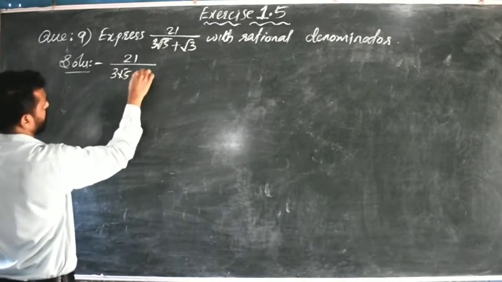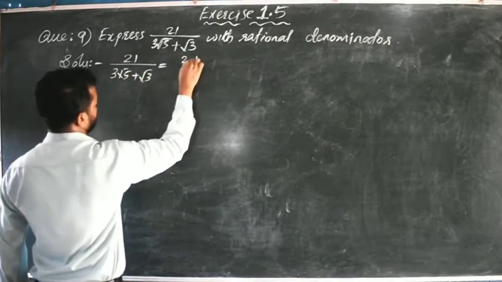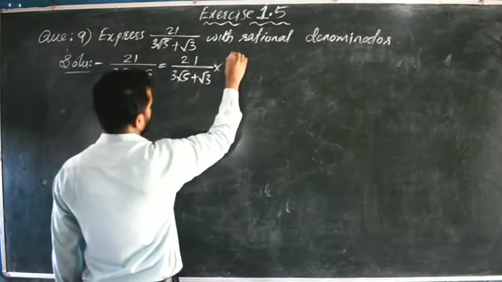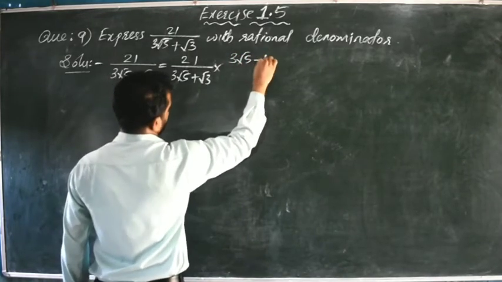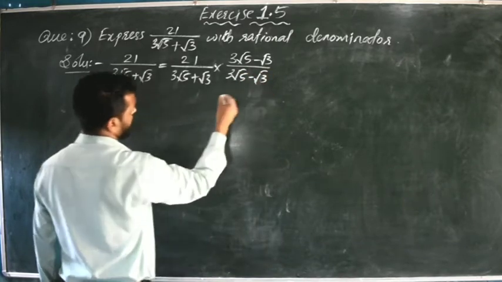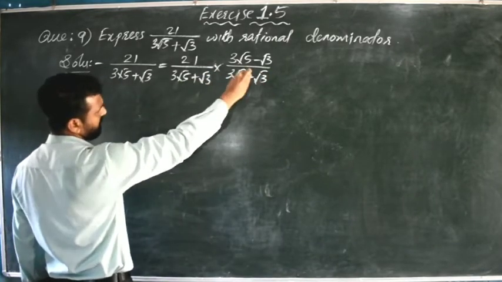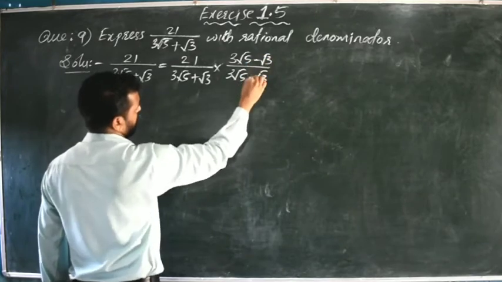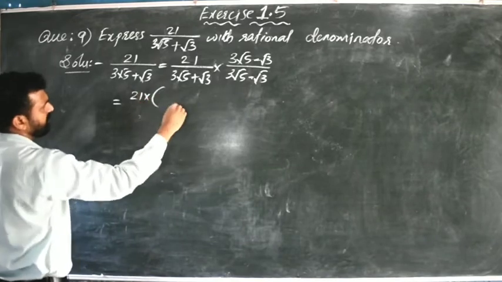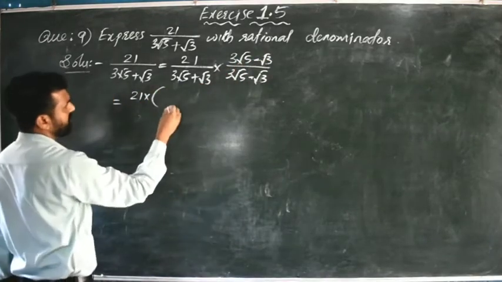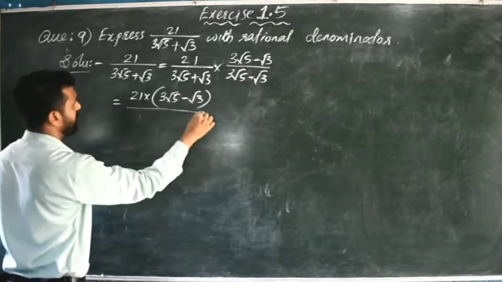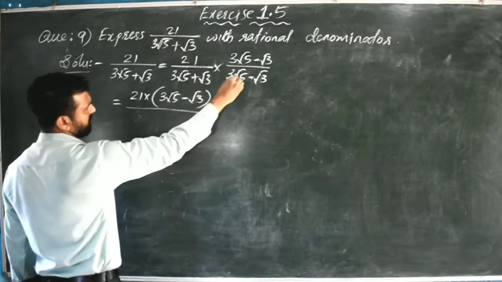3 root 5 plus root 3, equal to 21 divided by (3 root 5 plus root 3), into (3 root 5 minus root 3) divided by (3 root 5 minus root 3). The denominator is 3 root 5 plus root 3, so we have multiplied by 3 root 5 minus root 3 in the numerator and the denominator. That is equal to 21 into (3 root 5 minus root 3) in the numerator, divided by the denominator (3 root 5 plus root 3) into (3 root 5 minus root 3).